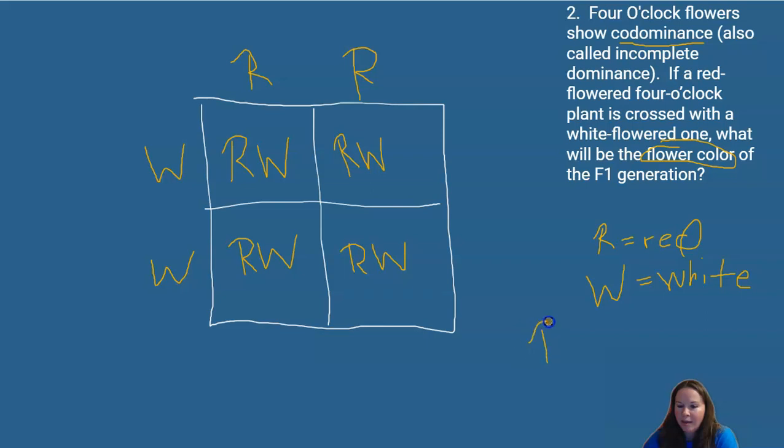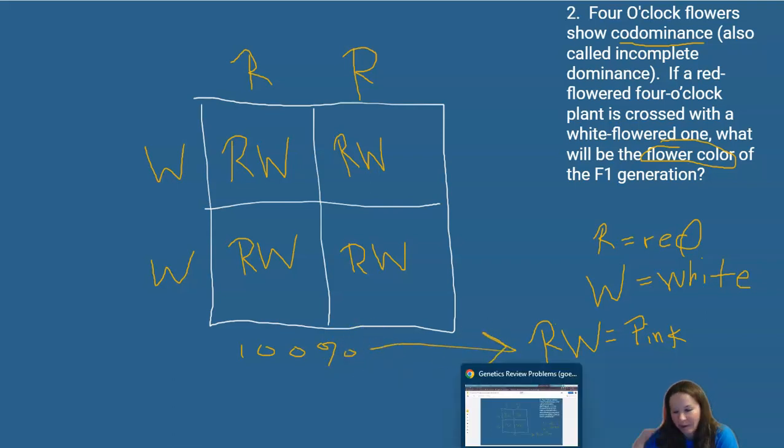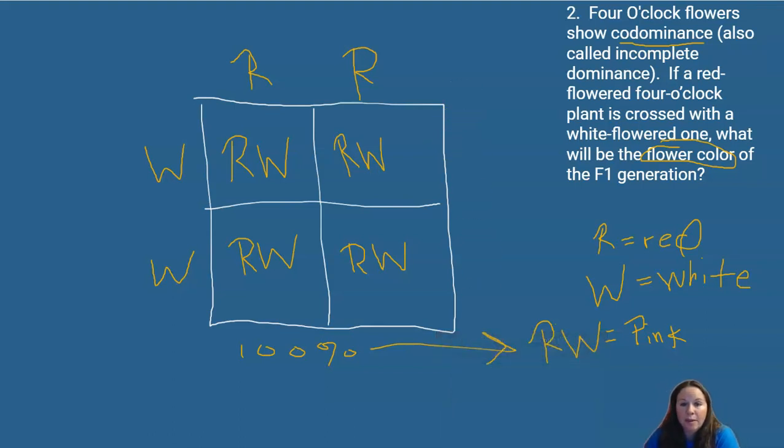Remember that in codominance problems, the heterozygote has a different color or different blend, or shows both phenotypes. Okay, this is pink. And if I was going to answer this question, I would say 100% pink. There we go, just draw an arrow. Let's move on to the next problem.